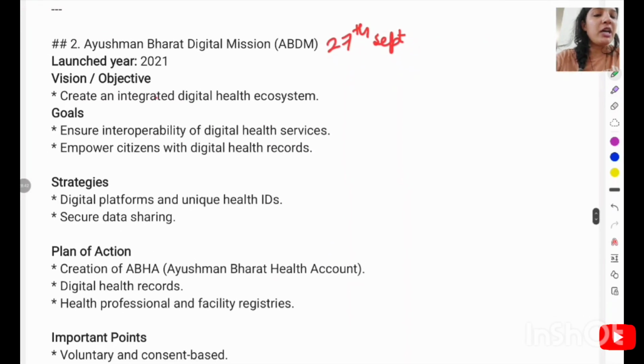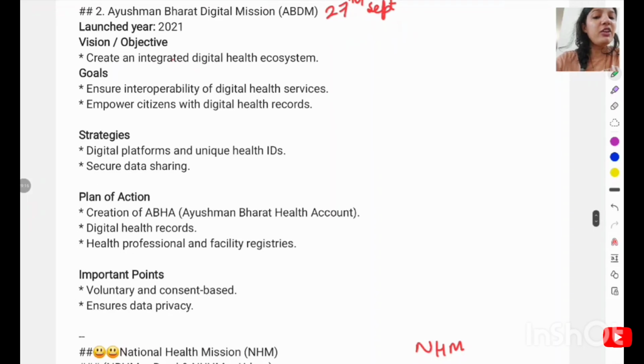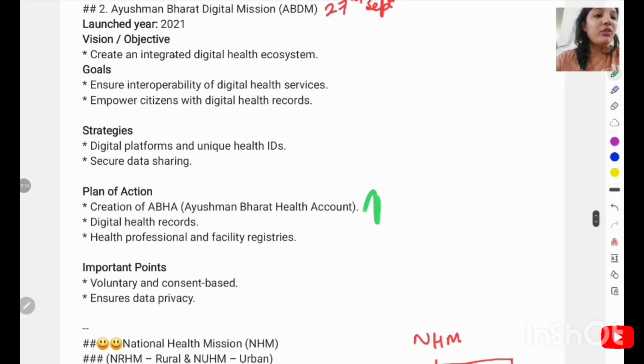Next is the Ayushman Bharat Digital Mission, launched on 27 September 2021. Recently launched. The vision is to create an integrative digital health ecosystem, and its goal is to ensure interoperability of digital health services. So monitoring, notification, all those come in here. It empowers the citizen with a digital health record, and the strategy is a digital platform and unique health IDs given to each individual, with secure data sharing. The plan of action is ABHA. ABHA is one of the important things.